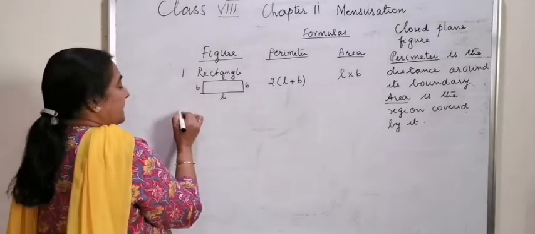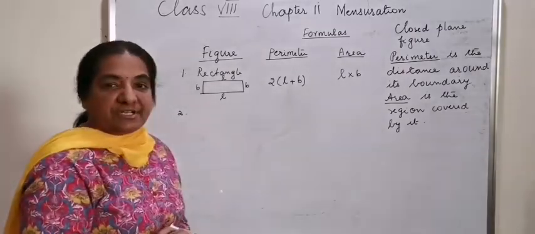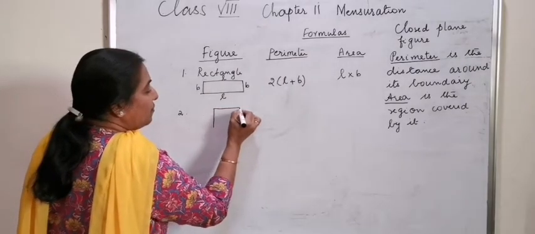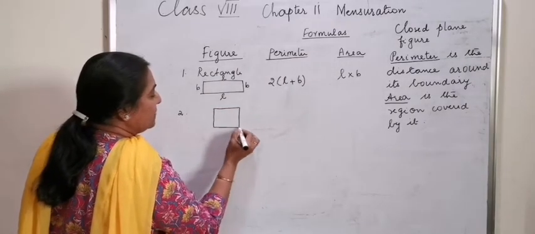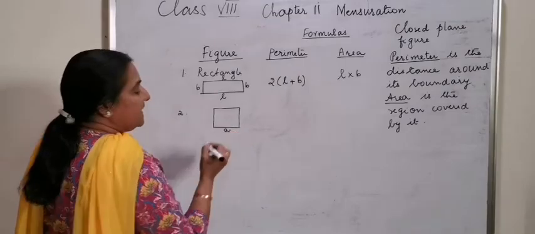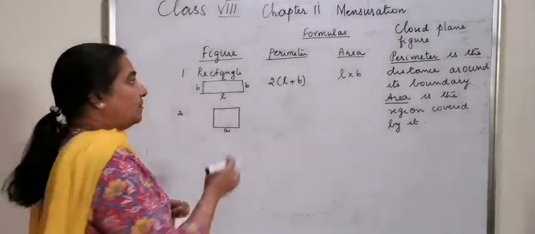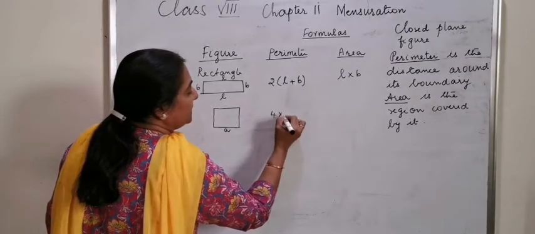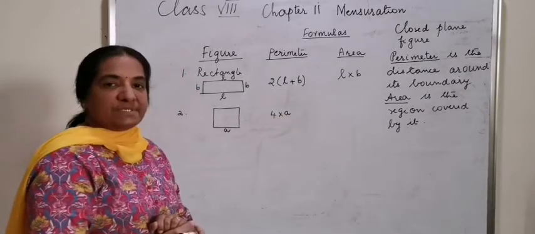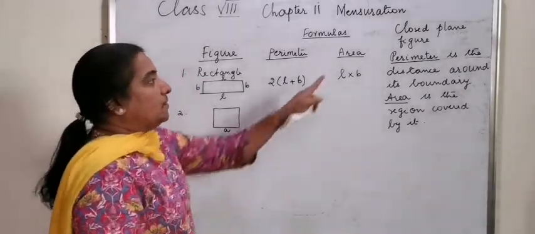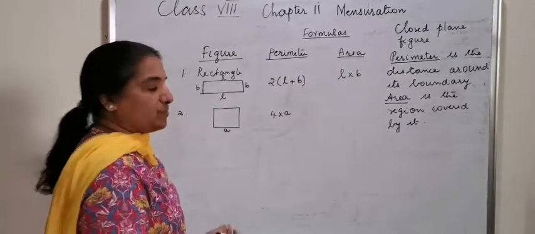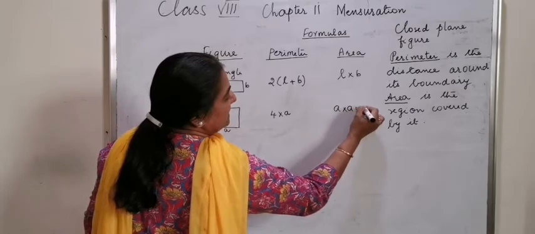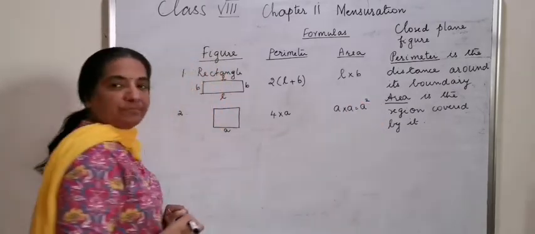Now, the second figure under consideration is a square. A square has all 4 sides equal and we call the side A. The perimeter of a square is 4 times A, or 4 times side, and the area of a square is side into side, or A square.